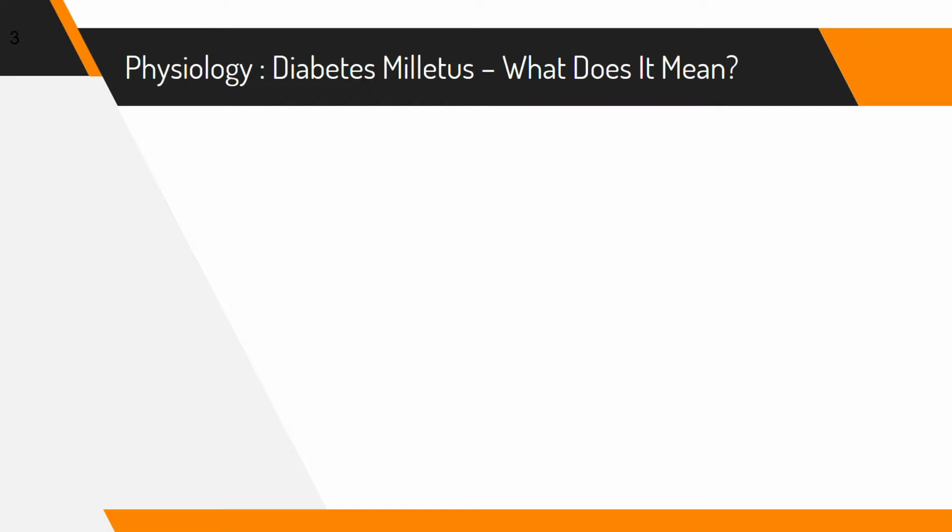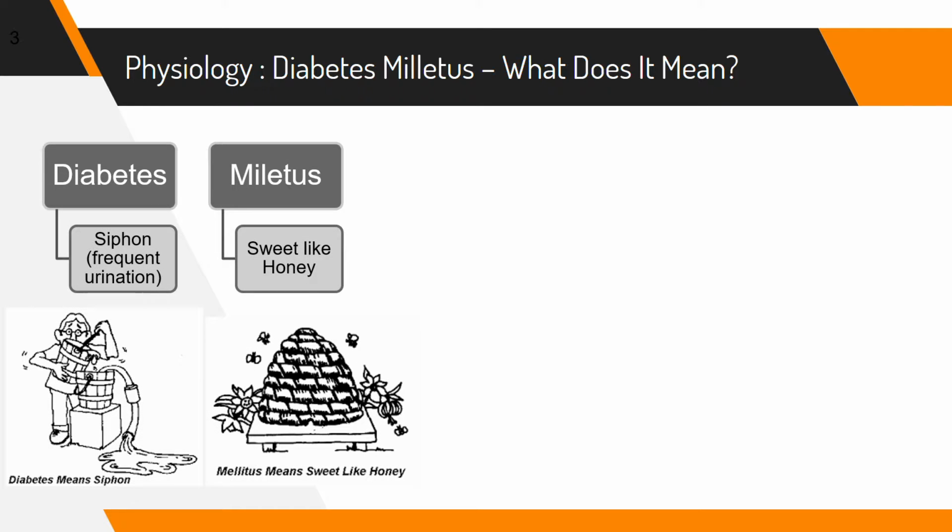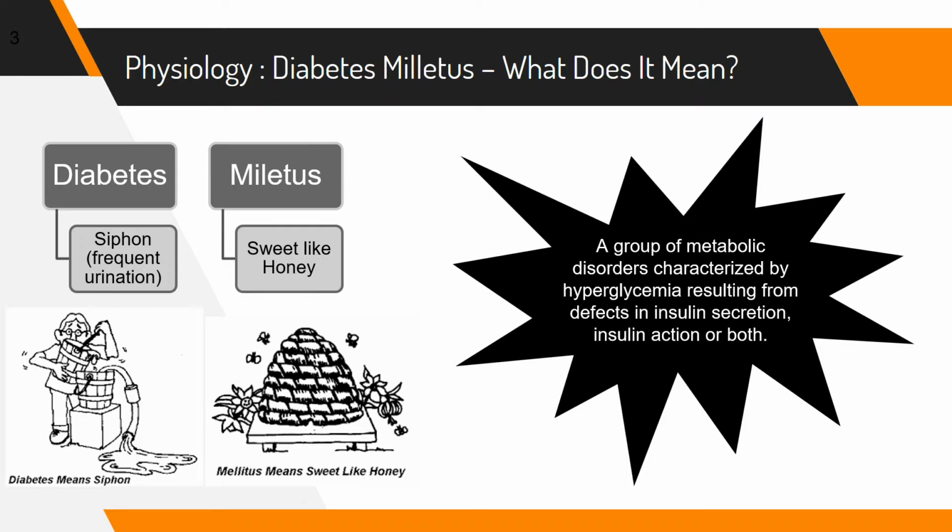First, we need to understand what is diabetes mellitus. From a linguistic point of view, it's an ancient Greek term in which diabetes is the siphon, which refers to frequent urination, and the mellitus is sweet like honey, referring to the high level of glucose in the urine among diabetic patients. Physiologically, diabetes mellitus is a group of metabolic disorders characterized by hyperglycemia resulting from defects in insulin secretion, insulin action, or both.